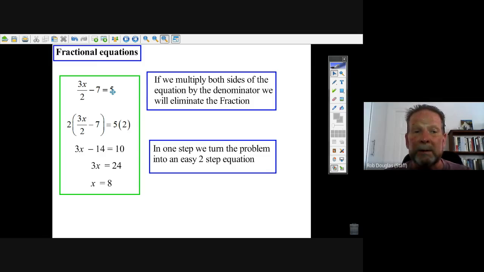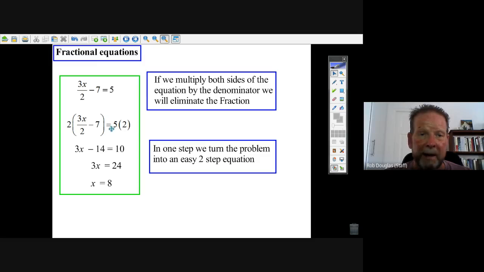Well, there's different ways of doing these things, but if you see an equation with variables and fractions, one thing you can do is get rid of that fraction just by multiplying by the denominator. Whatever is in the denominator, you multiply everything on both sides by. So let's try that. We're going to take 3x over 2 minus 7 and multiply it by 2, and we're going to take 5 and multiply it by 2.